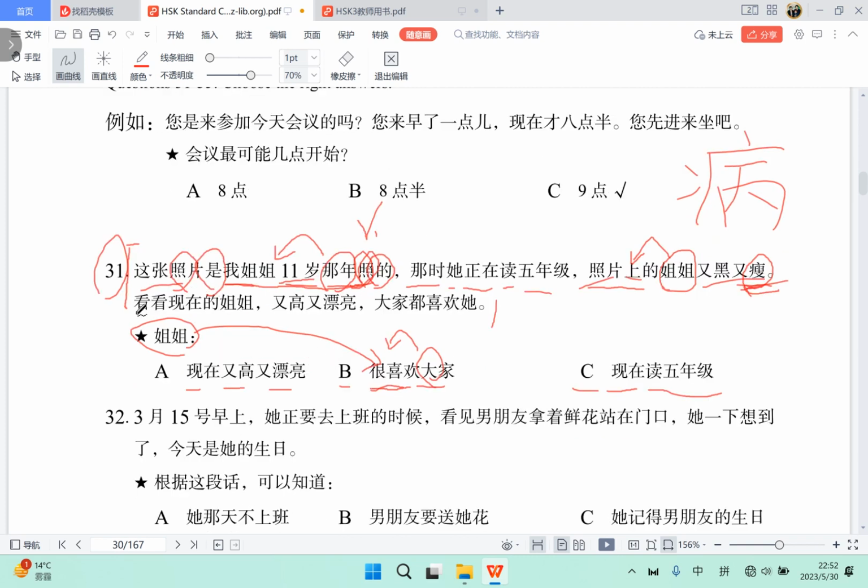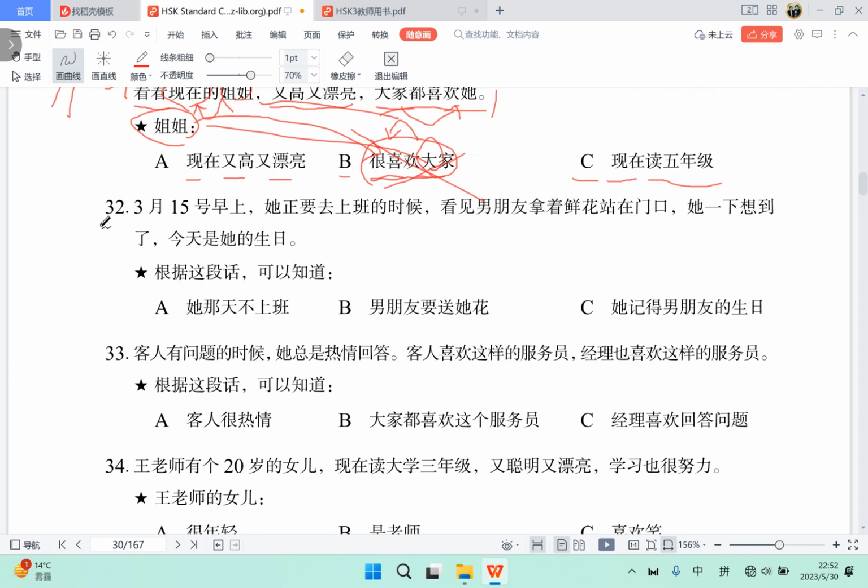Okay, then 看看现在的姐姐, so look at the sister nowadays. 又高又漂亮, both tall and beautiful, 大家都喜欢她, so everyone likes her. So this is what I said: 大家都喜欢她, everyone likes her, but not she likes everyone. So B is not correct. So we choose A for this one. 现在又高又漂亮。Okay, 32. So option A, 她那天不上班, so she that day doesn't go to work.